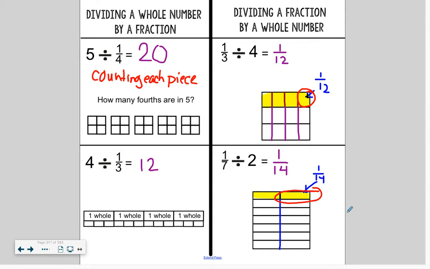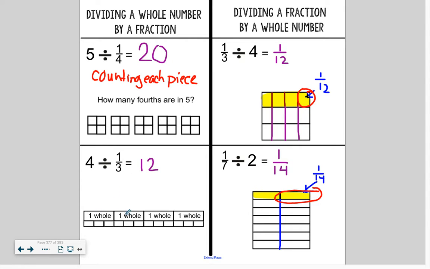So now let's talk about the difference between dividing a whole number by a fraction and dividing a fraction by a whole number. So we just talked about dividing a whole number by a fraction. When your starting amount is 5 and you're dividing it into 1/4 pieces, or 5 divided by 1/4, your answer is counting the amount of fourths there are in 5. So you can ask yourself, how many fourths are in 5? If we count each of the fourths, we end up with 20.